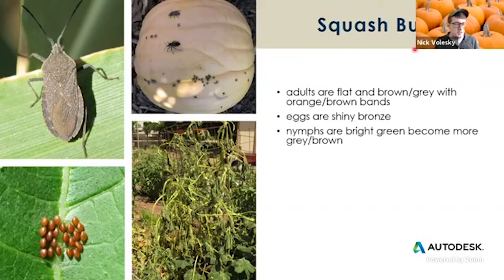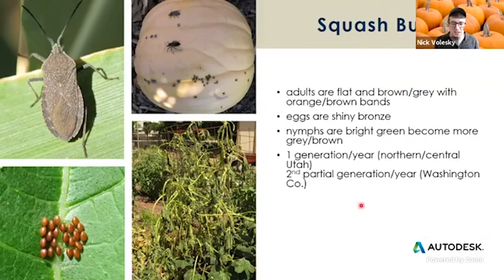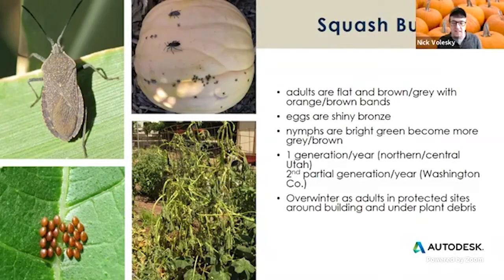The nymphs. Or sorry, the eggs are these shiny brown, bronze-colored things. The nymphs, here's a photo of some on a pumpkin plant. They're bright green when they first hatch, but then as they mature, they start to look more like the adults. And there's one generation a year that we see here in northern and central Utah. But if you live down in Washington County, you might see a second partial generation per year. And they'll overwinter as adults in protected sites around the building or underneath plant debris.